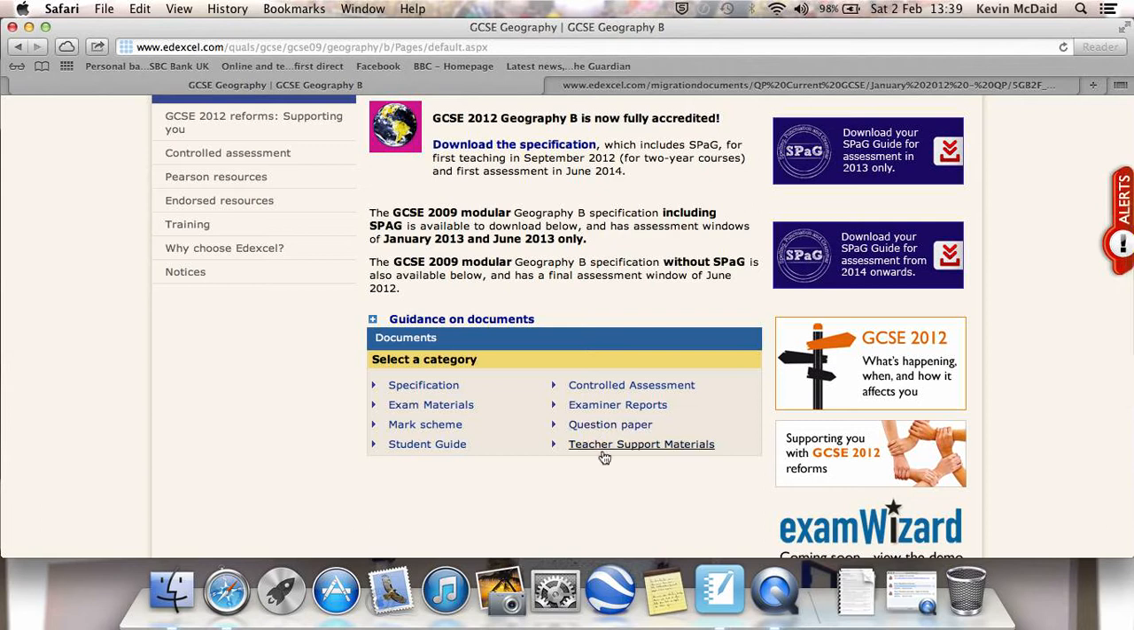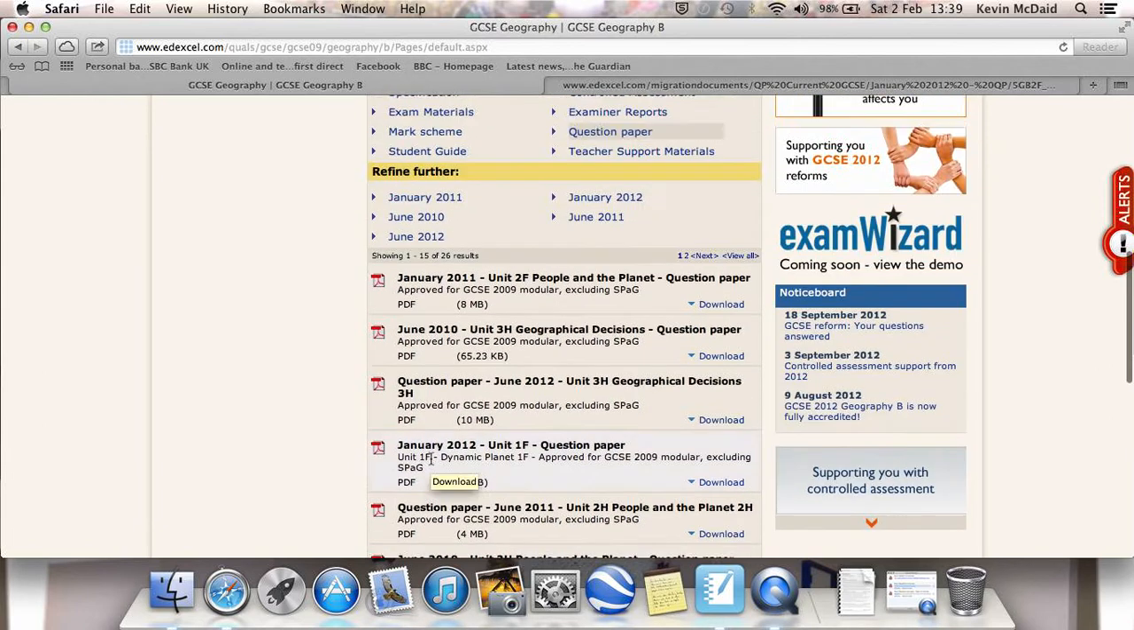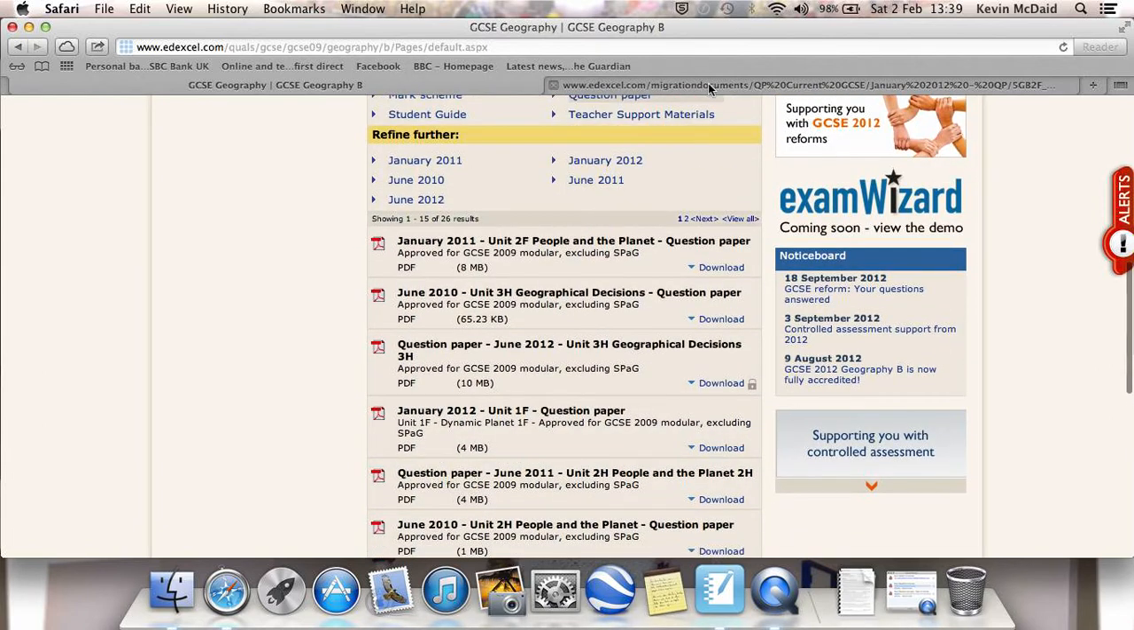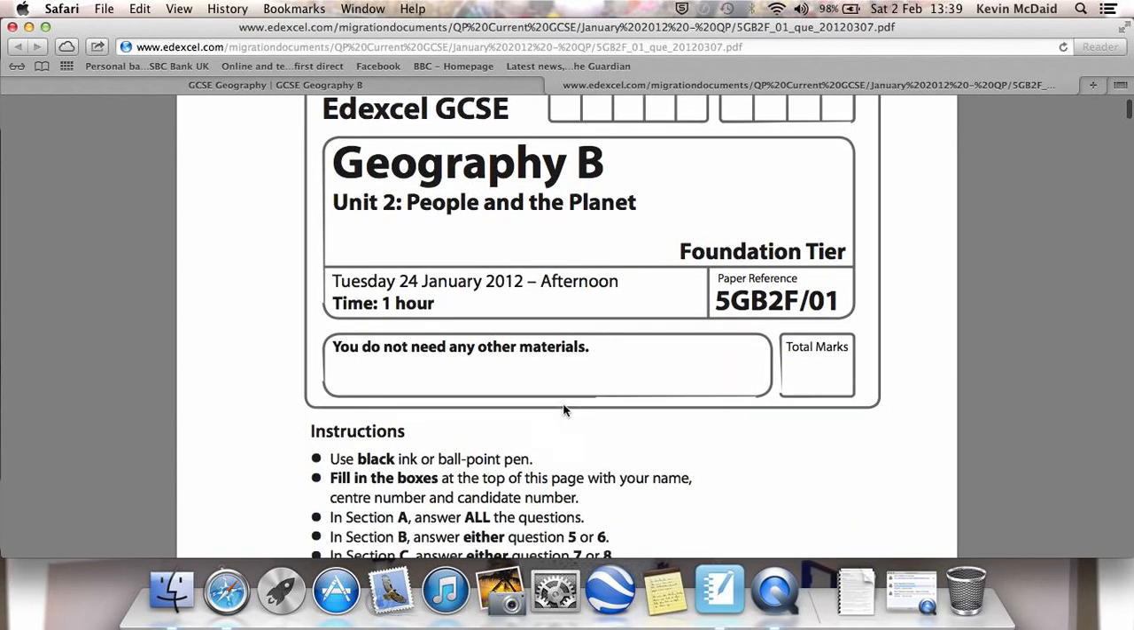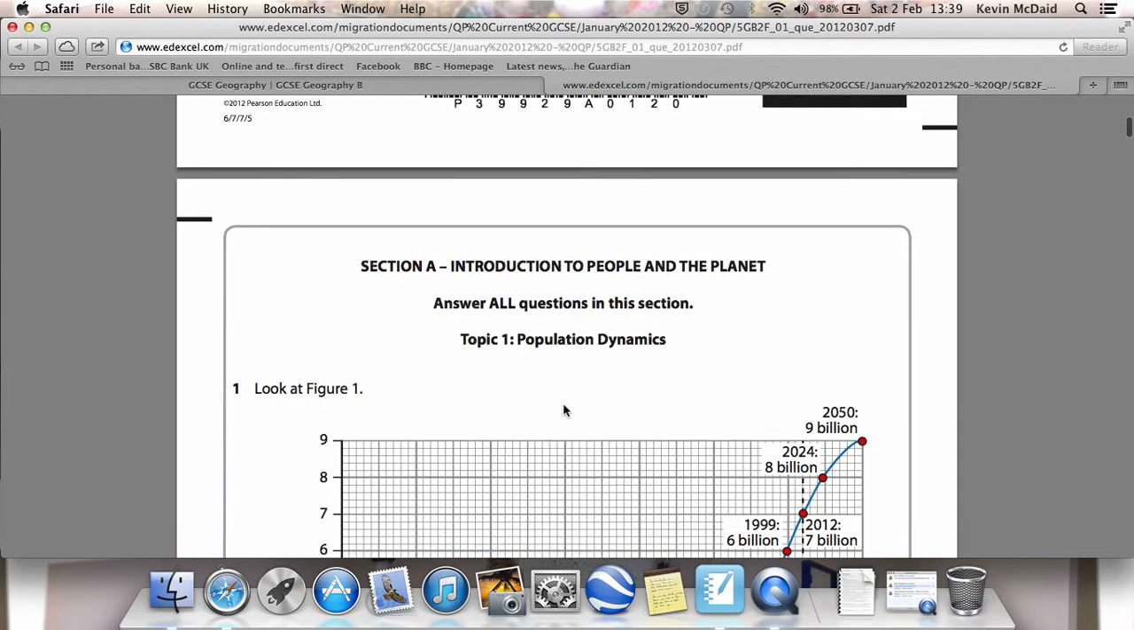You want to go to question papers, and you want to go to mark schemes for all the answers and everything. They're all there. Question papers are all down there. Now let's have a look at a foundation paper for Unit 2. As far as population goes, it's going to be the first section.